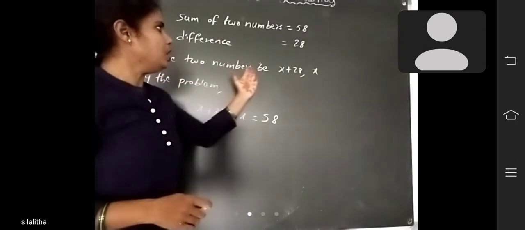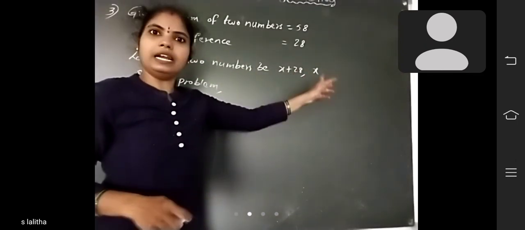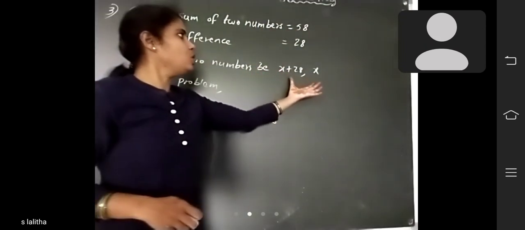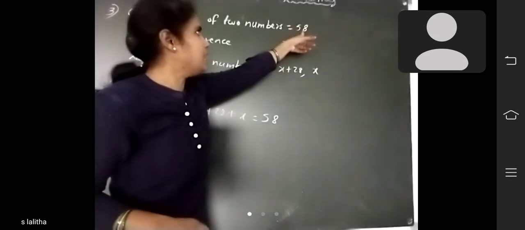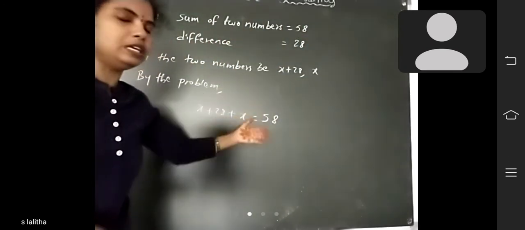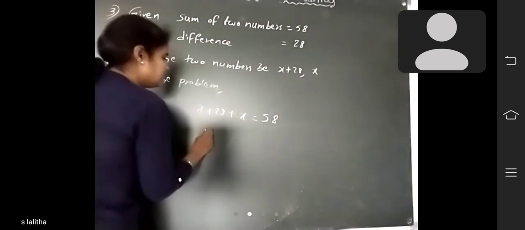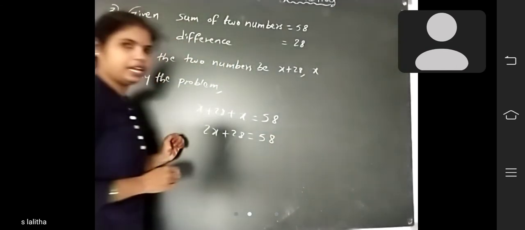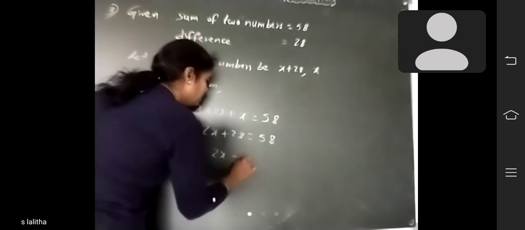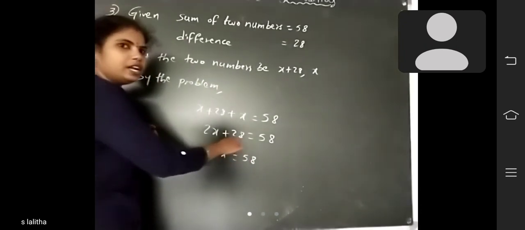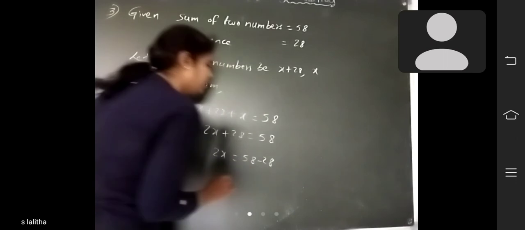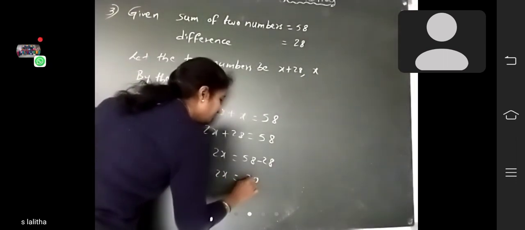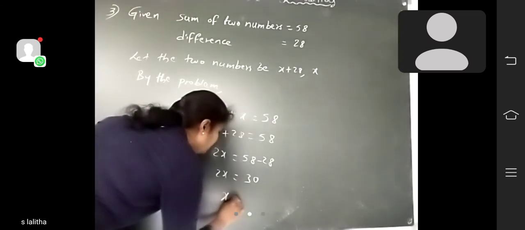Here, the two numbers we are taking are x plus 28 and x. And next, sum of two numbers means you have to add these two numbers. We will get the answer 58. That I am writing here. Now, x plus x, 2x plus 28 equal to 58. So 2x is equal to 58, here plus 28 transposed to the right hand side. What will become? Minus. So 2x is equal to how much? 30.